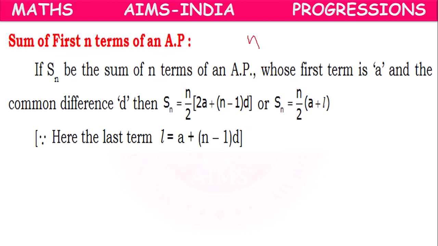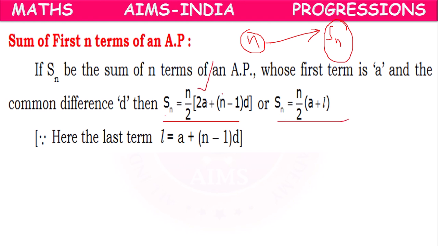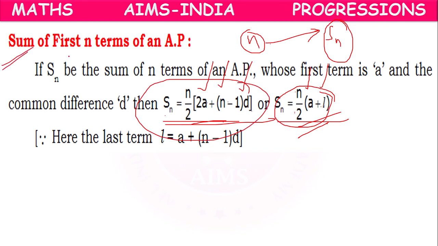Suppose we have n terms in an AP, then the sum of those n terms is represented by Sn, which can be found with the help of these two formulas. When they have given first term, number of terms and common difference, we can make use of this formula. If they have given only the first term and last term in the question, we can make use of this formula. In this way, we can find sum of first n terms of an AP.